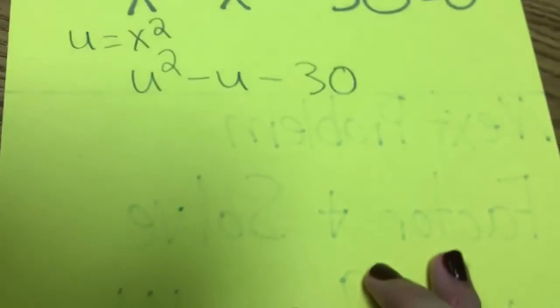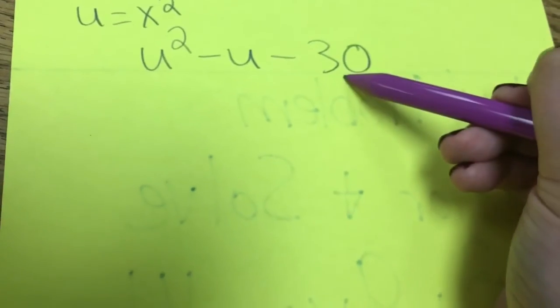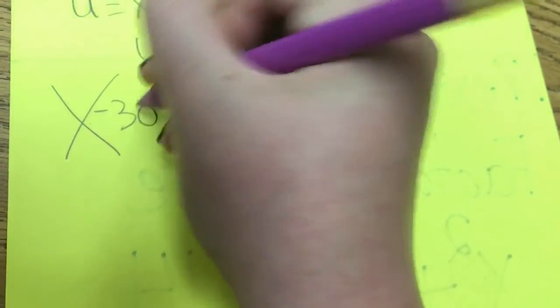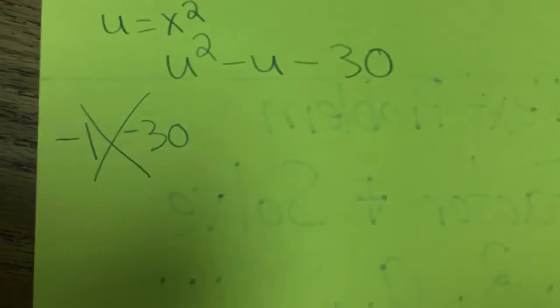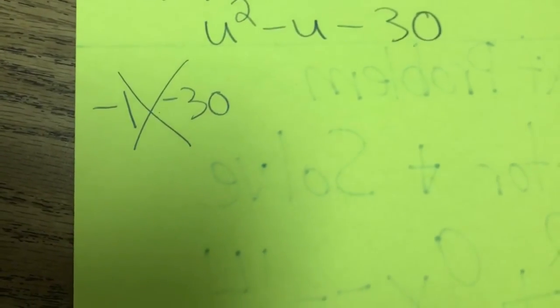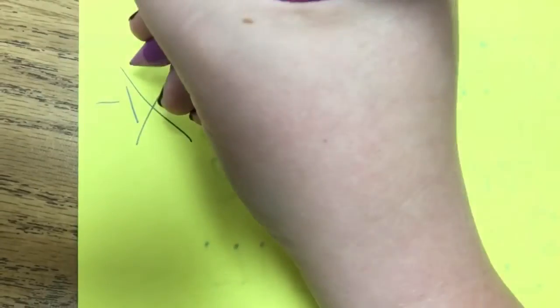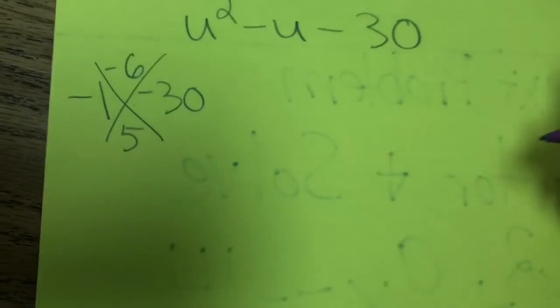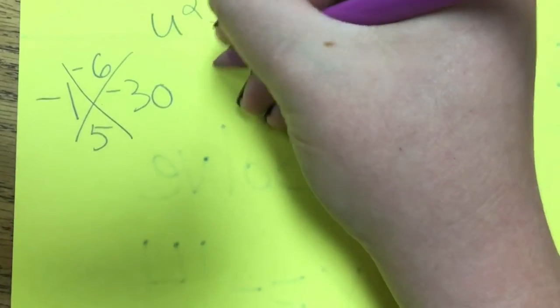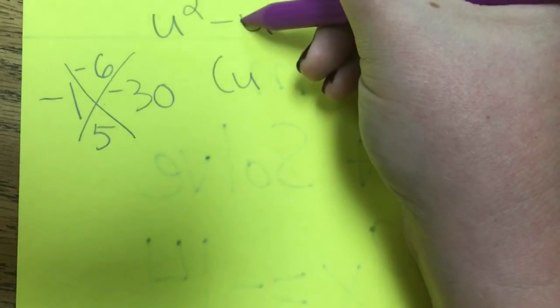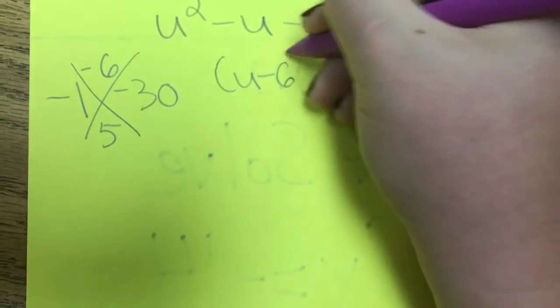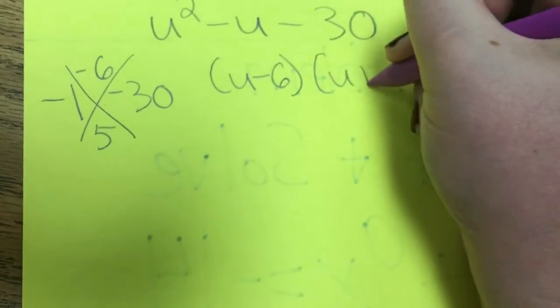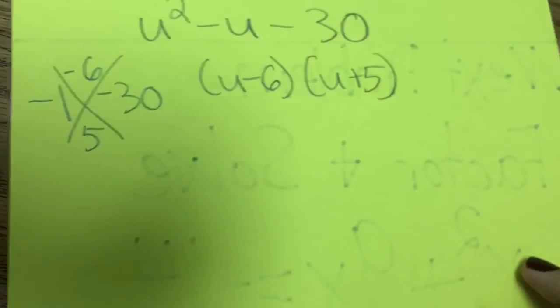So I'm going to find my magic numbers. I'm factoring this step now. Negative 30, negative 1. What times what gives you negative 30, but also adds or subtracts to give you negative 1? You should get negative 6 and 5. So you're going to put it into factored form, again using your u's because that's what you were factoring. Negative 6 and positive 5 because it's positive.